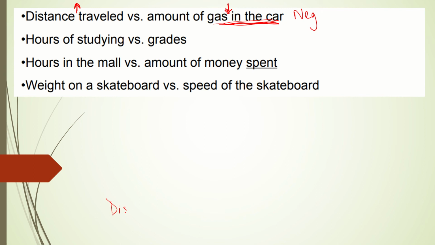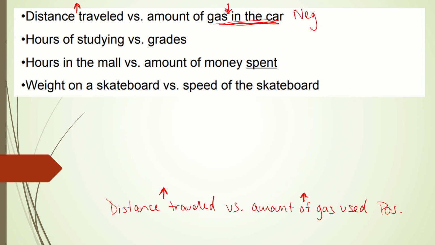If I would have said distance traveled versus amount of gas used, would that also be a negative correlation? Let's see. The further I'm traveling, the more gas I'm using. So when I word it this way, this would be a positive correlation. So be very careful of the wording. Think about what's happening.